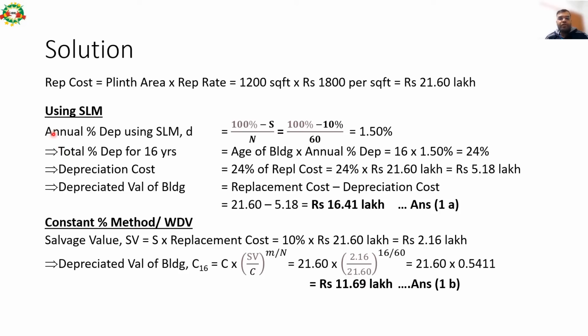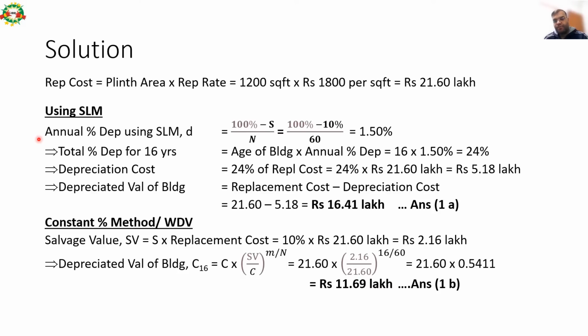So first of all, let us calculate the depreciated value of the full building. So the replacement cost of the property is plinth area times rate, right? Because in part 1 there is no mention of the first floor, we'll consider valuation of the full building. So replacement cost is equal to plinth area and replacement rate. Both figures are given in the question. That means it is equal to 1200 square feet multiplied by 1800 rupees per square feet, which is equal to 21.60 lakh, the total replacement cost of the total building. So annual depreciation using the SLM method is equal to 100% minus salvage, which is given as 10% in the question, divided by 60 years, the life of the building.